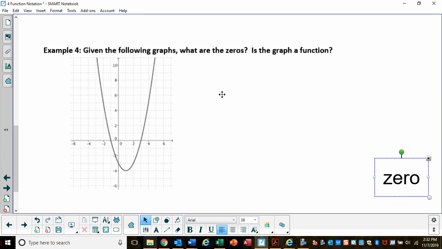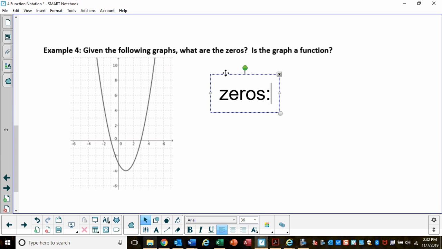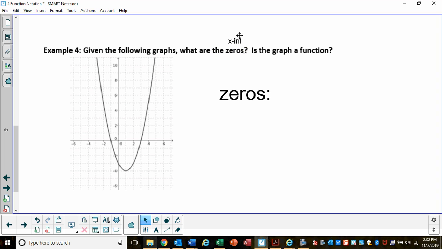Now, hopefully you were paying attention when we did the notes. Zeros is another name for x-intercepts. Okay? So that is what we're looking for. It's just the x-intercepts. Now, we write them a little bit differently. Okay? We just write them as x equals the number. Okay? That's how we write a zero. It's different than an intercept. With intercepts we write as ordered pairs, zeros we just write as x equals the number.